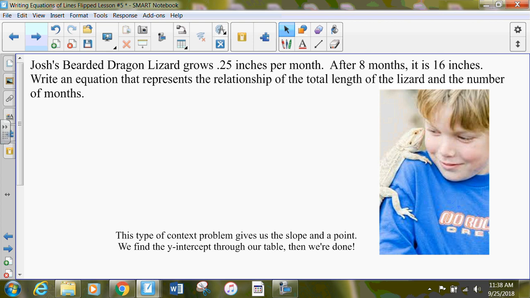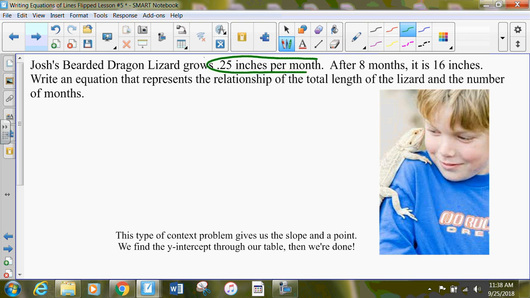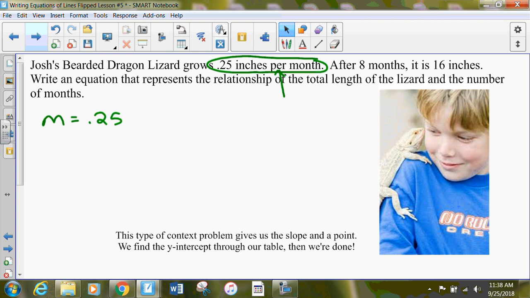So it gives us the slope. Can you guys recognize where the slope is? That's right here, the 0.25 inches per month. When we see the word per, that really gives it away that we're talking about a rate of change. We're talking about a slope. So we know that our slope is equal to 0.25. So every month, the bearded dragon lizard grows another 0.25 inches.